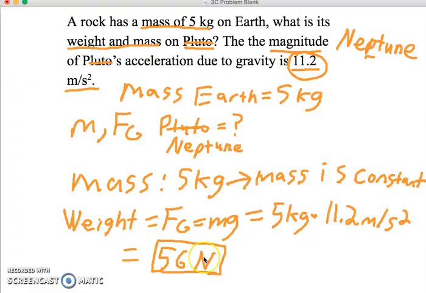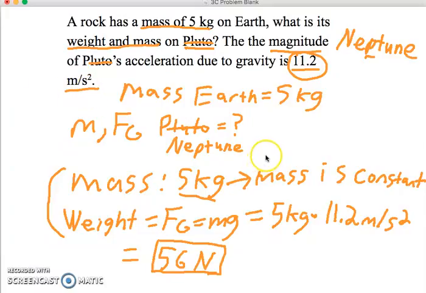So that is all the pieces to the problem. It asks us what is the mass, what is the weight on another planet. The mass is going to stay the same, 5 kilograms. The weight's actually going to change because little g is going to vary on different planets. On Earth it would be 9.8, but we're not on Earth, we're on Neptune. It's actually going to be 11.2 meters per second squared.